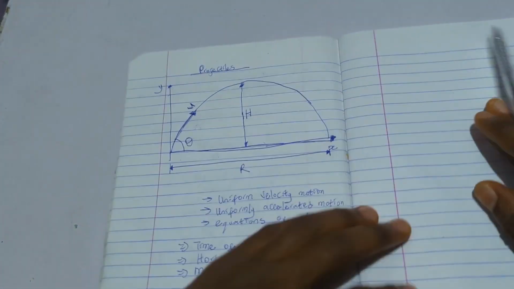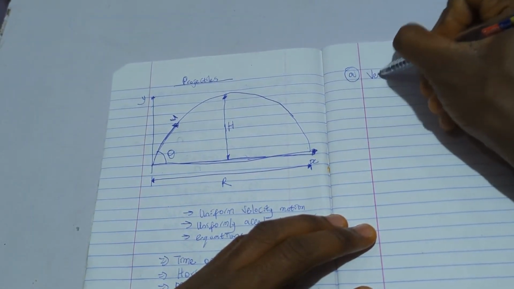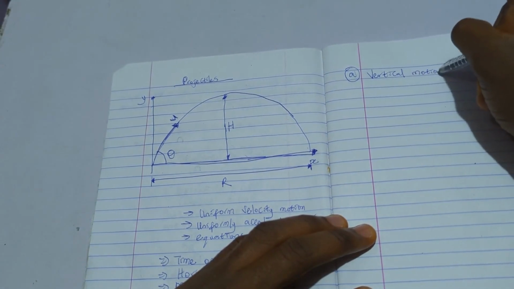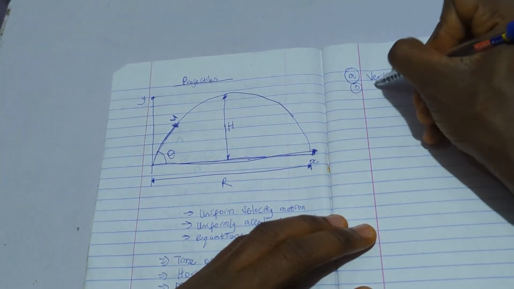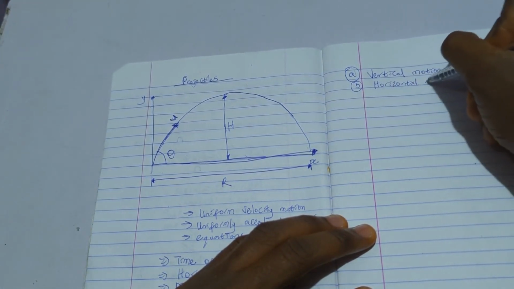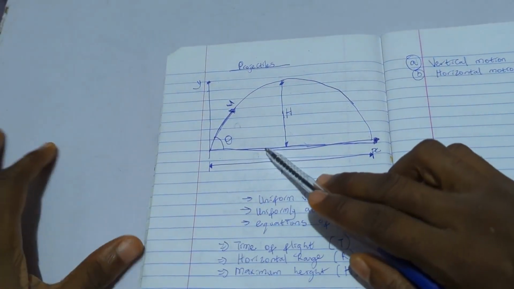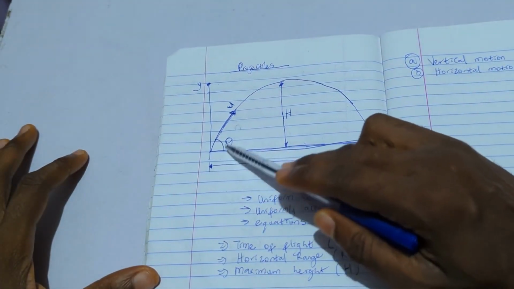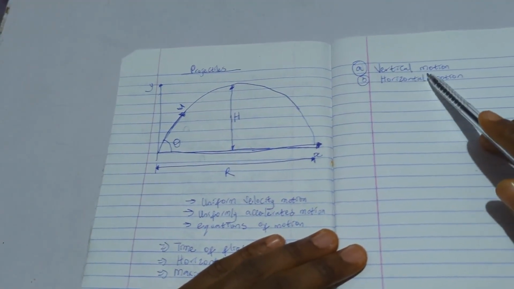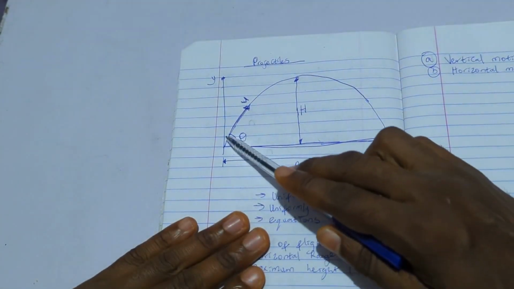So let us indicate it now. So we have two kinds of motion now. The first one is your vertical motion, and the next one is your horizontal motion. So for any projectile that is at an angle to the horizontal, at an angle theta, we have both the vertical motion and the horizontal motion. So we can see that there's an angle theta.